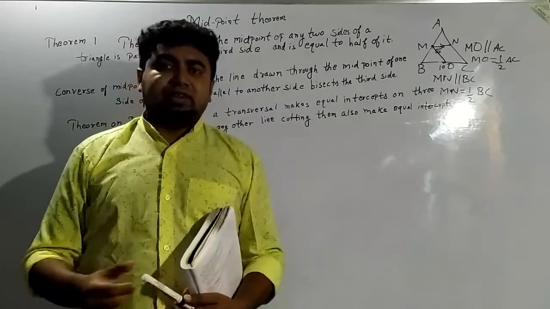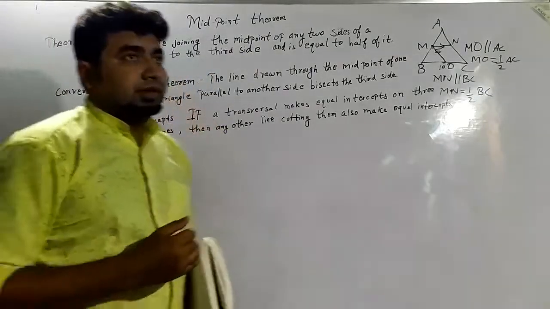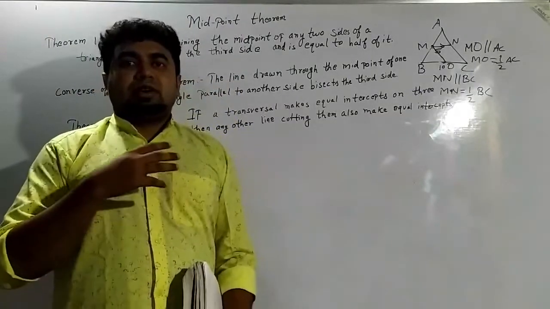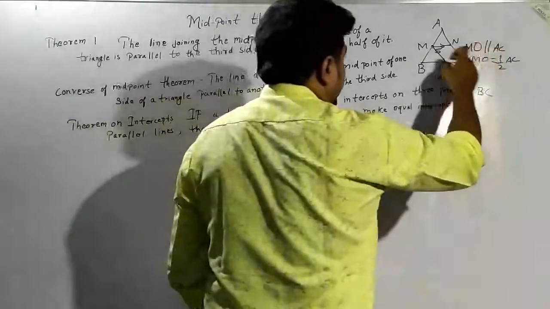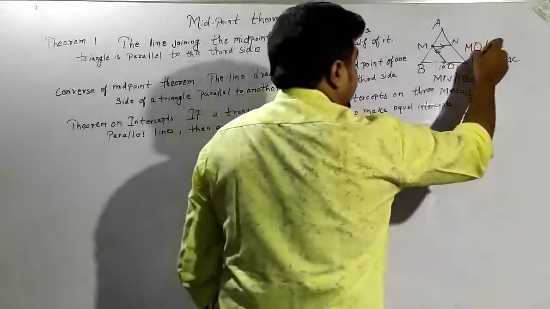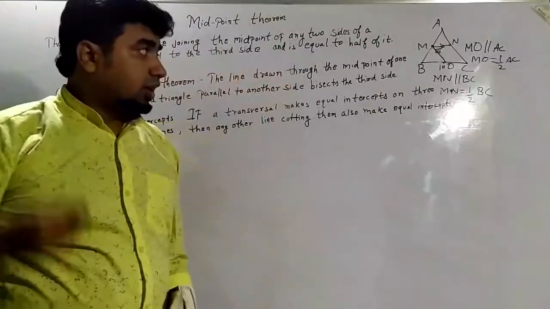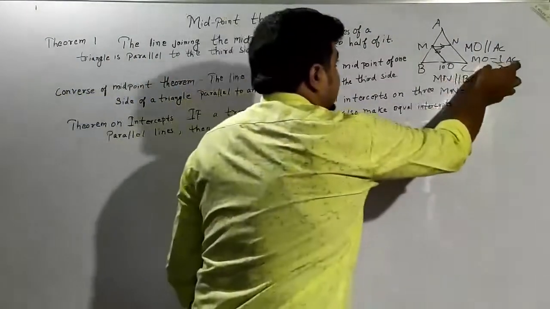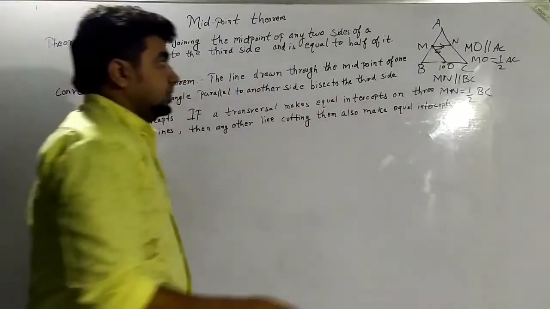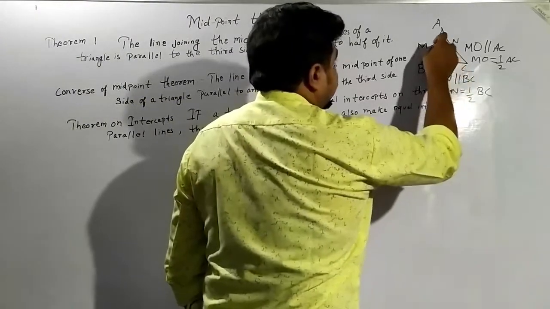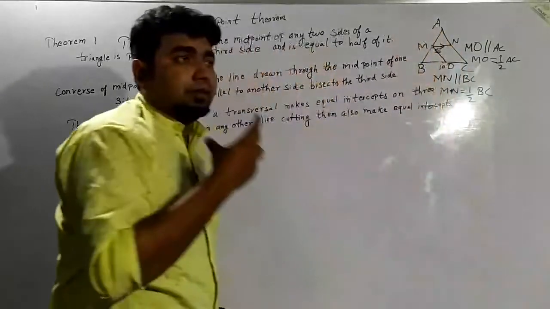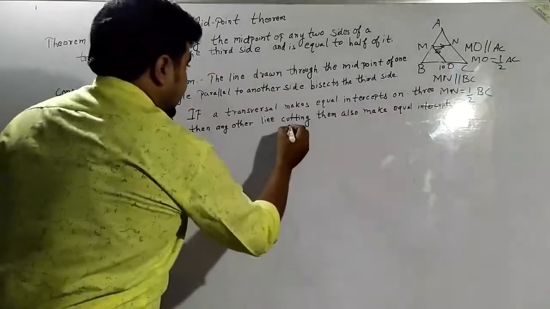Converse is saying that whatever part is in the proof part will become the given part, and whatever was given will become the proof. Here the given was that M and N were the midpoints, and we had to prove that MO is parallel to AC, or MO is equal to half of AC. These things we have proven from theorem 1. Now the converse of the midpoint theorem means it will be given that these lines are parallel and it is passing through point M, and M is also a midpoint. It is saying like this.